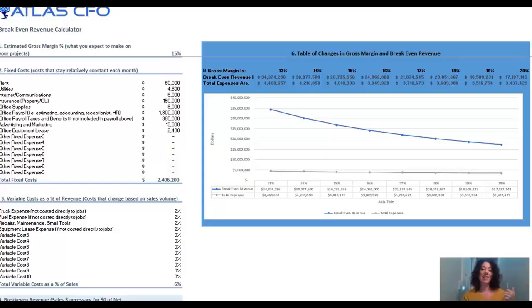In that series, in our class, we have a larger break-even analysis. So I've given you a very, very simple one, but we have a larger one in that membership site that you can download and use in your own shop.